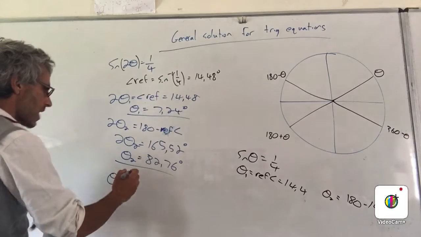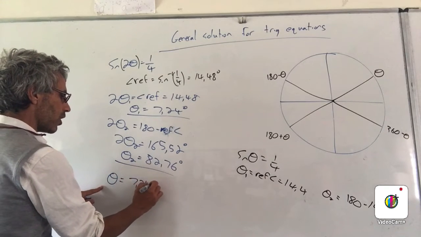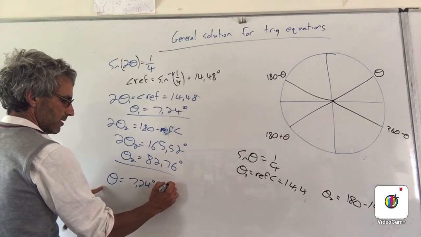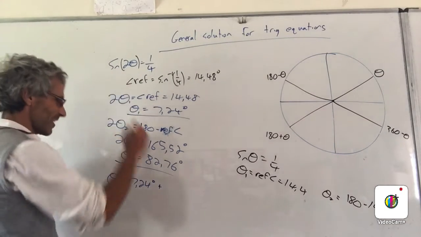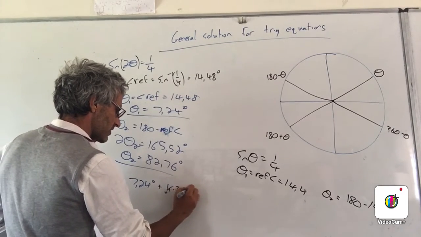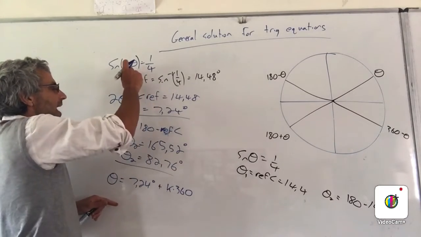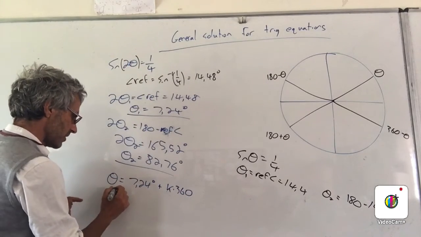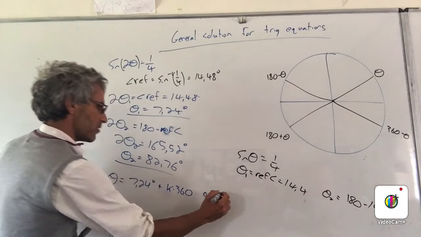Okay, so now we're going to write two answers. The first answer is 7.24 plus... 180k. No, 180 is only for tan. This is a sine, so K times 360. And we always start with K times 360. It's only when it gets to tan that we can combine into 180. So that's one answer, or, what's the other option?